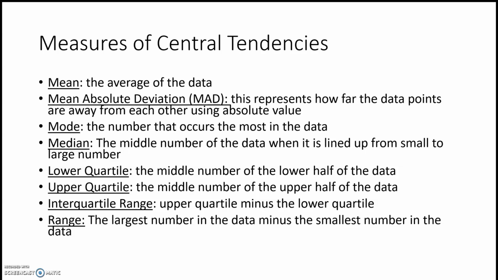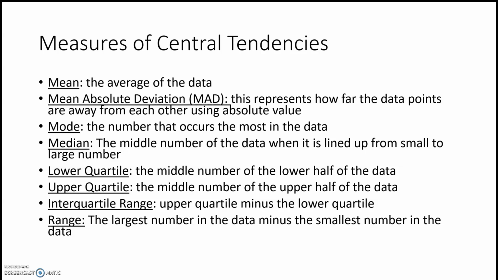There are multiple things we're going to be calculating when you find the measures of central tendencies. You need to find the mean, which is the average of the data. You need to find the mean absolute deviation. This represents how far the data points are away from each other using absolute value. So it's basically just saying what's the distance from the middle to all the numbers. Mode, the number that occurs the most in the data. The median is like your middle number. You're going to line them up from small to big, and you find what number's in the middle. If there's two numbers in the middle, you add them together and divide by 2.